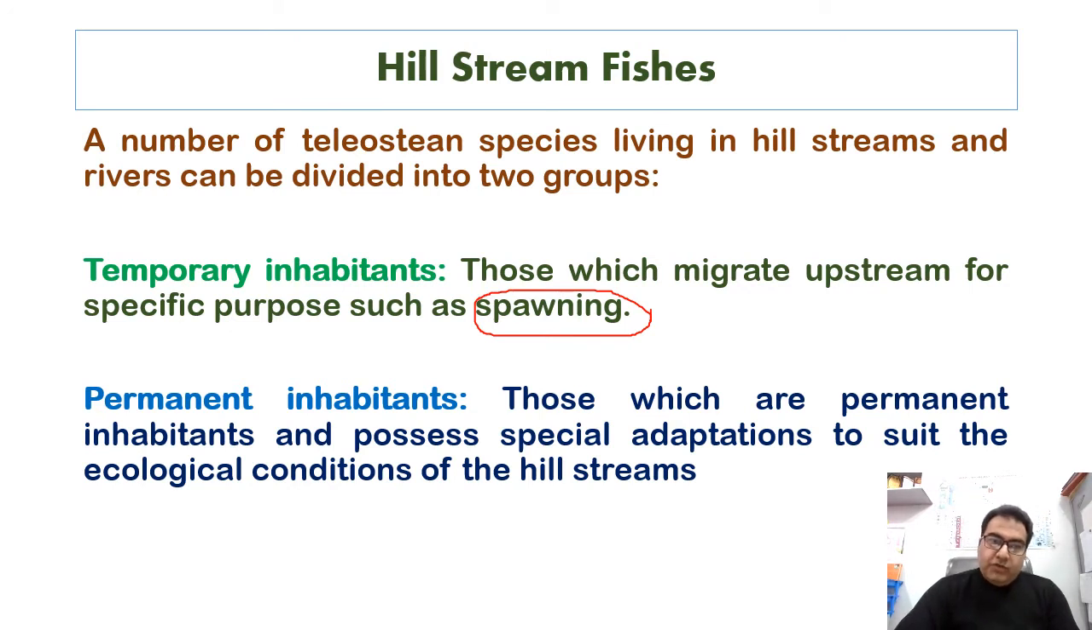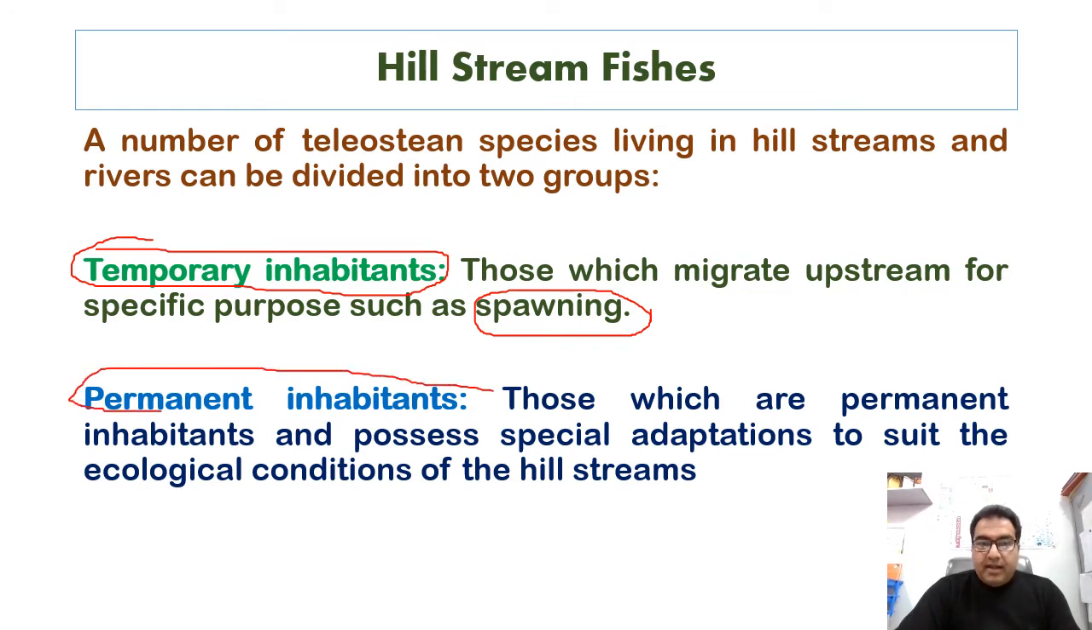Those very fishes we call the temporary inhabitants, because they only come during the spawning period and then they leave and go to the downstream. But some of the fishes we call the permanent inhabitants, because they are basically adapted to live in those very ecological conditions which we studied a few moments earlier.